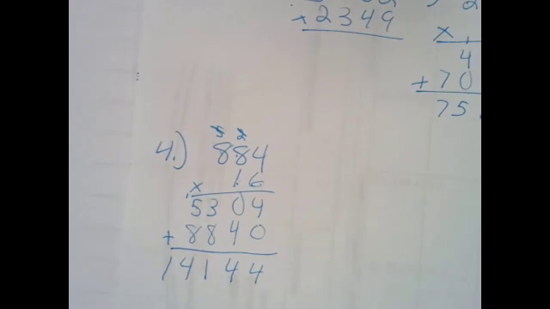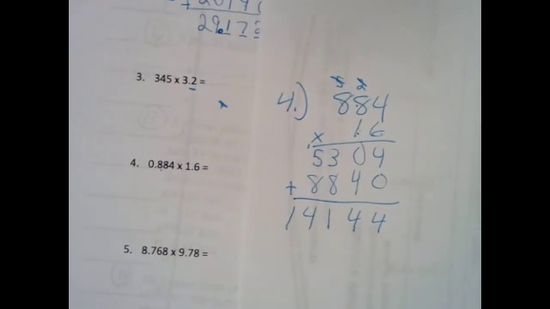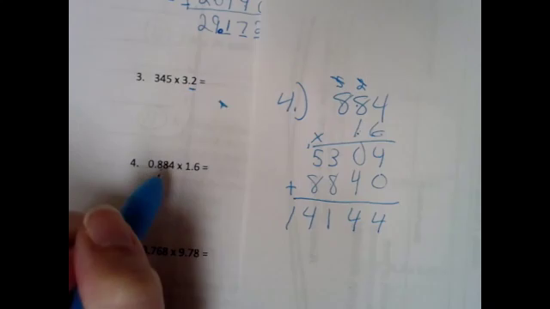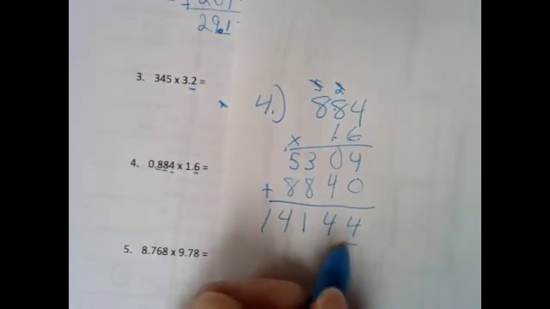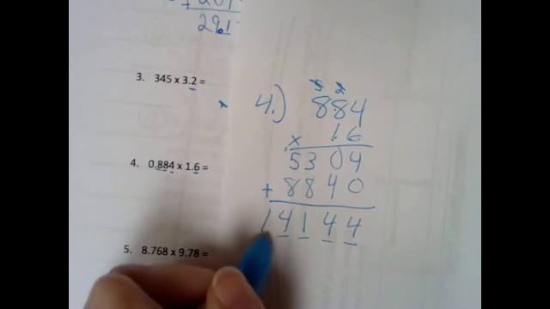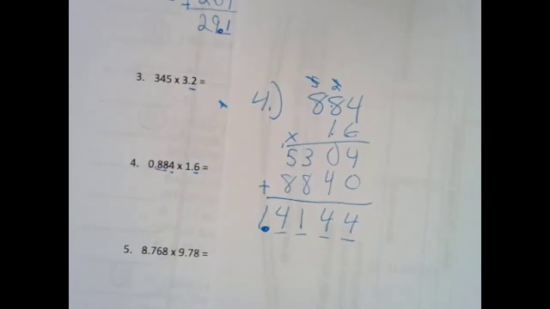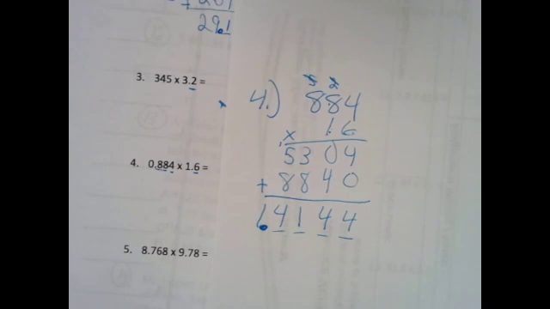We are not finished. We go back to the problem and we count our decimals. 1, 2, 3, 4. 1, 2, 3, 4. You have to put a decimal place in when you're multiplying decimal numbers. Number 5.